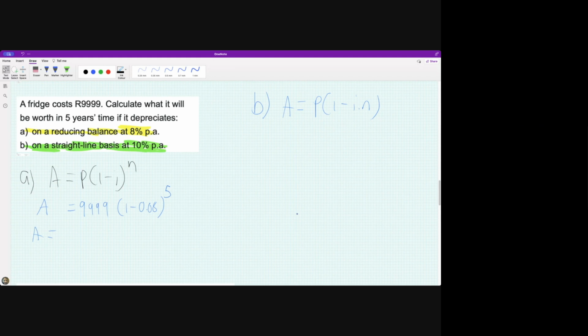Let's see what we get. Did you choose the correct formula? So I get 6,590.16. Anybody else get that? So my fridge is now worth, if I had to sell it, approximately that much. Now, what about straight line depreciation?